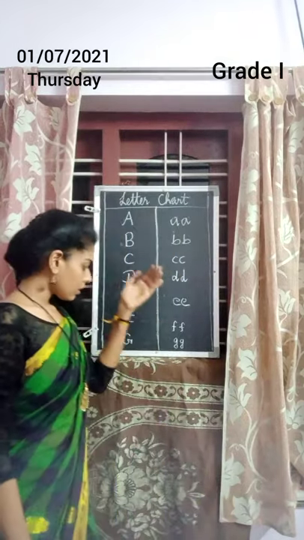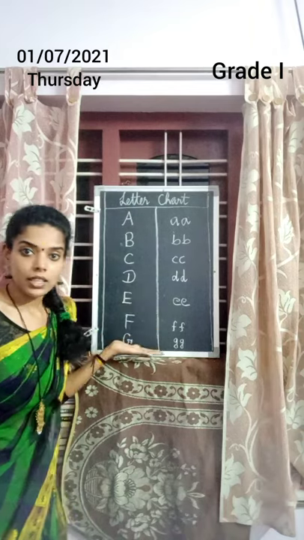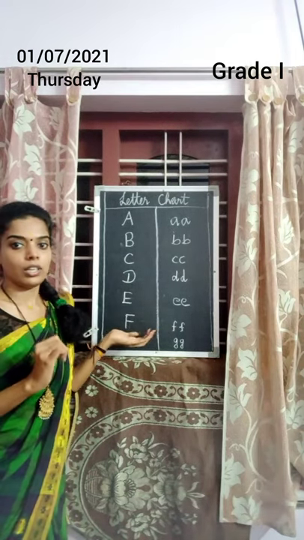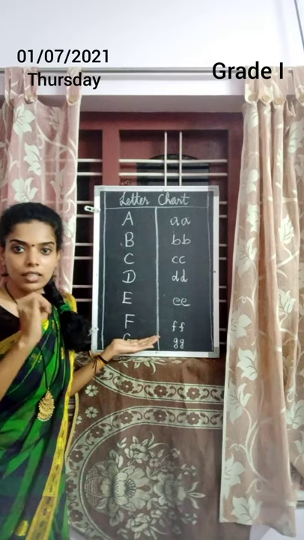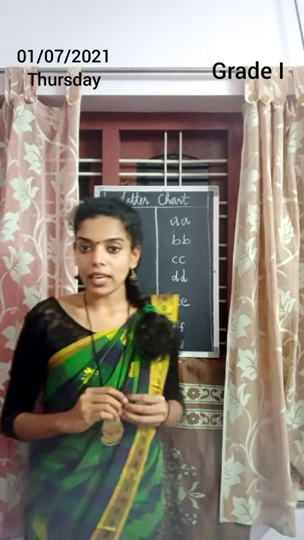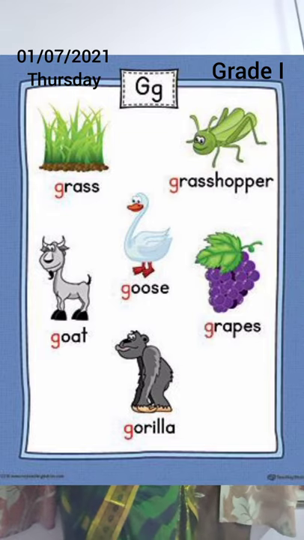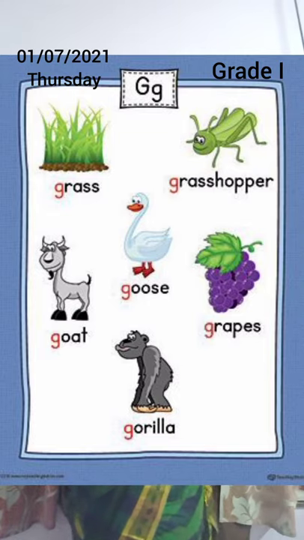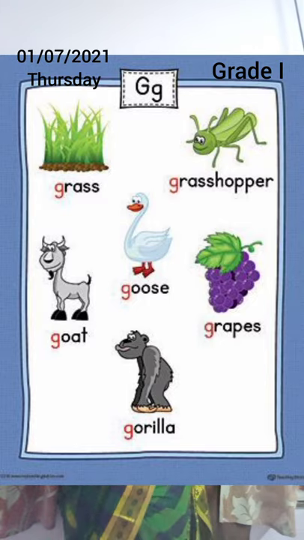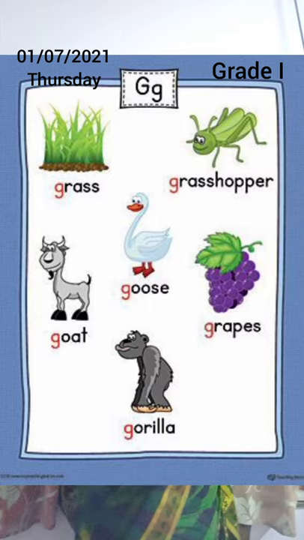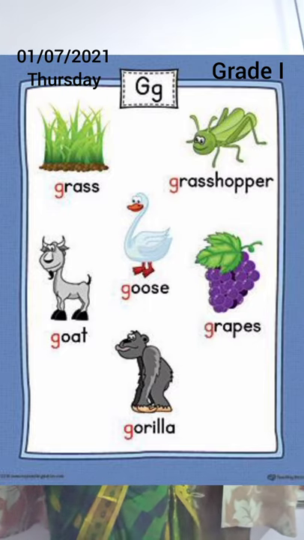So, the next alphabet is G. The sound of G is G. So, the examples are grass. G. Grasshopper. G sound. Grasshopper. Grass. G-R-A-S-S. Grass. Grasshopper.